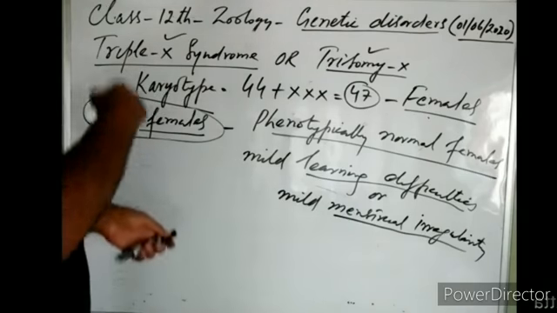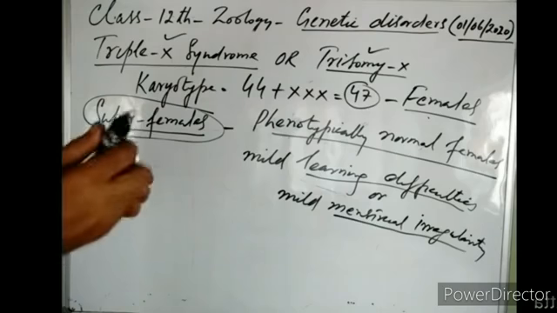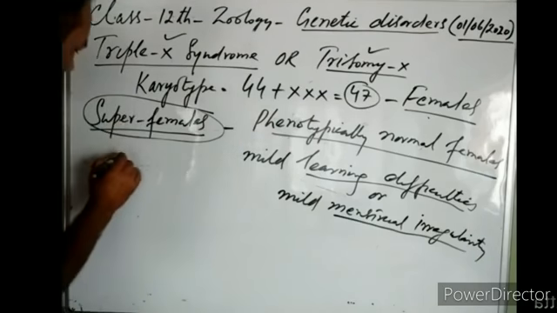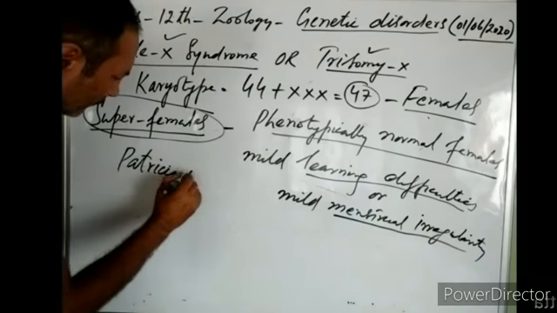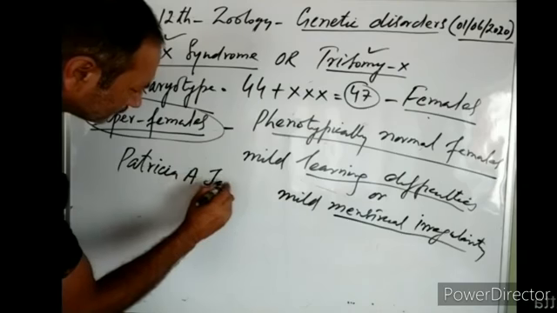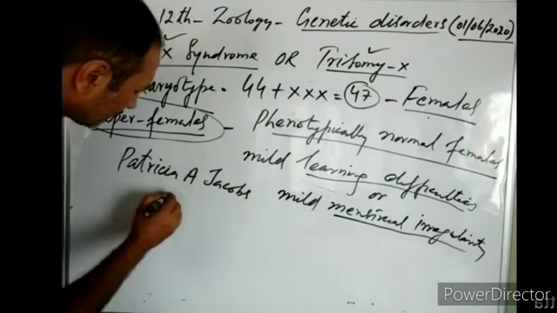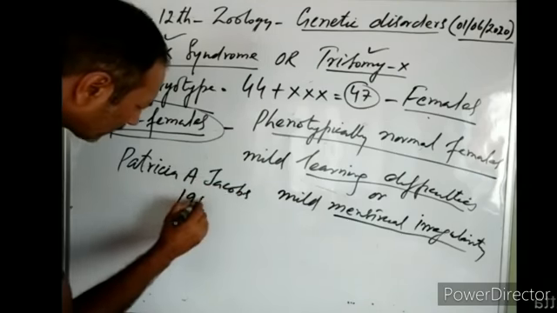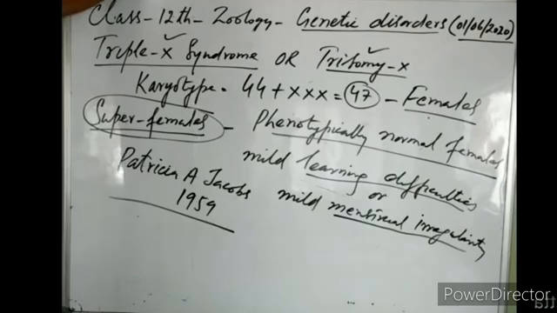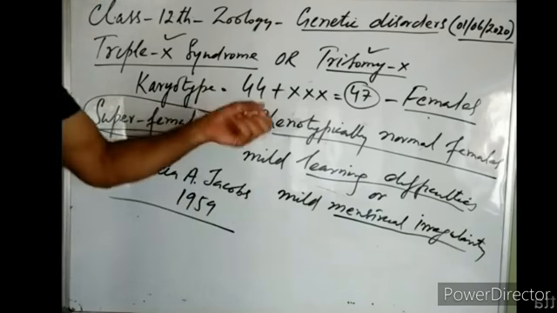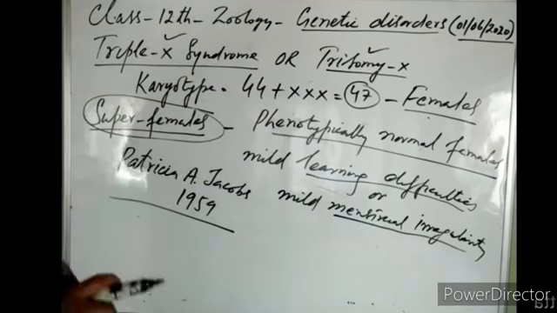Who discovered this trisomy X or triple X syndrome? It was first reported by Patricia A. Jacobs in 1959. And these are the females who are phenotypically quite normal, right?